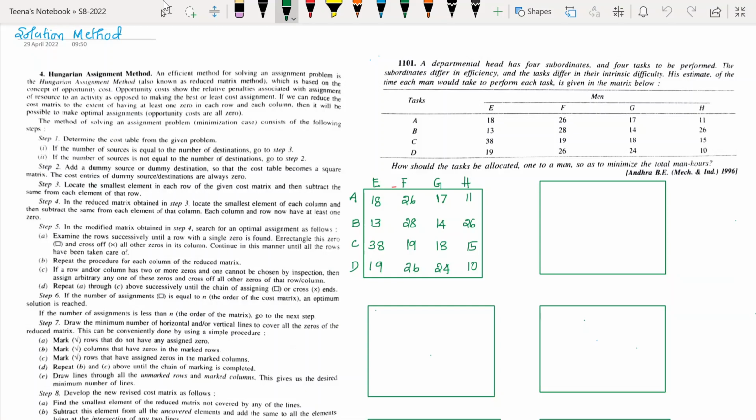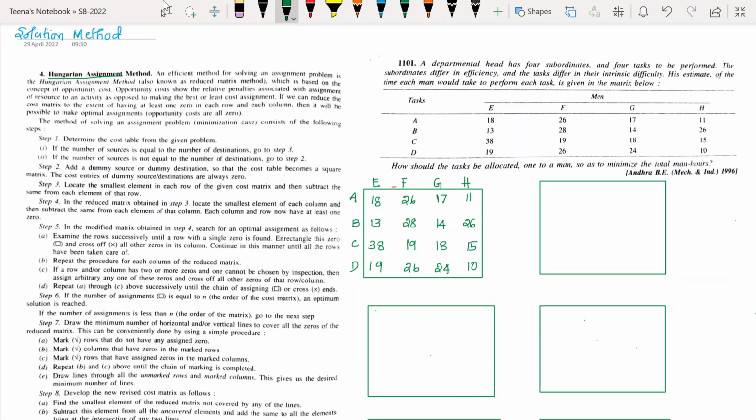This method is called the Hungarian algorithm. Now let us deal with the Hungarian algorithm step by step. I shall explain the algorithm with the help of this question. Please see this question. A departmental head has 4 subordinates and 4 tasks to be performed. The subordinates differ in their efficiency and the tasks differ in their intrinsic difficulty. His estimate of the time each man would take to perform each task is given in the matrix below.